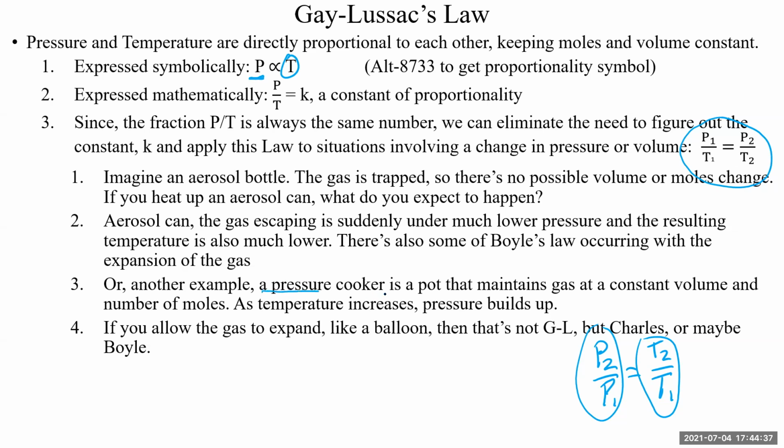Pressure cooker is the most common example. Sealed, so constant N, and rigid, so constant volume. Sealed always means constant moles because you're not letting any moles of gas in or out. Rigid walls means constant volume because you're not allowing any kind of change in volume. If the walls are rigid, that means they're not flexible.